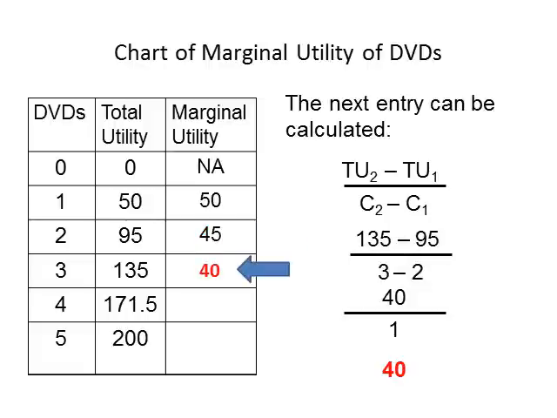Next, write down the formula for calculating the marginal utility. Substitute the values into the formula. In this case, TU2 is 135, TU1 is 95, C2 is 3, C1 is 2. Next, do the subtractions, which gives 40 in the numerator and 1 in the denominator. Then divide the numerator, 40, by the denominator, 1, which is equal to 40. Place 40 into the fourth row of the marginal utility column.